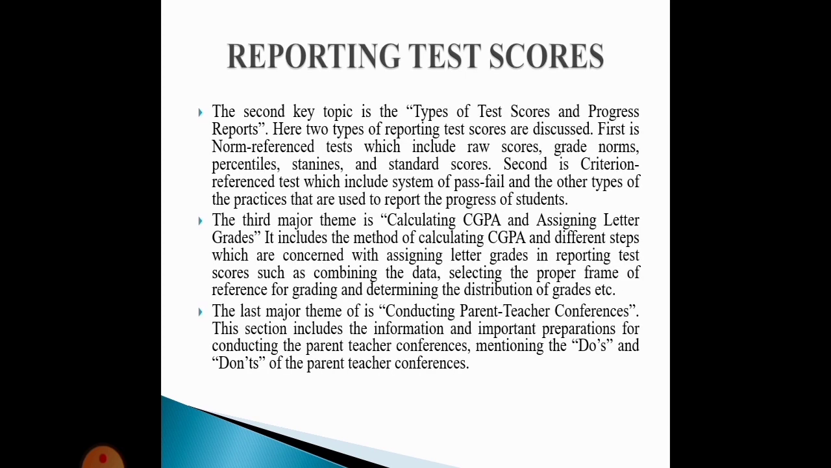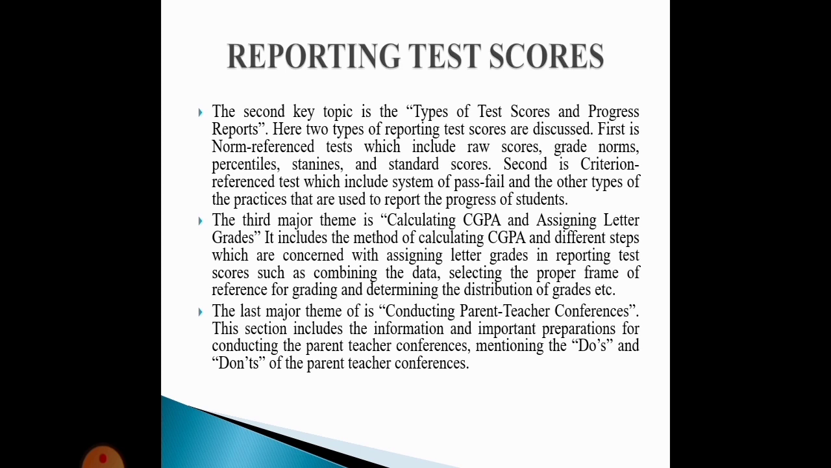The second key topic is the types of test scores and progress reports. Here two types of reporting test scores are discussed. The first is the norm-referenced test, which includes raw scores, grade norms, percentiles, stanines, and standard scores. Second is the criterion-referenced test, which includes the system of pass, fail, and other types of practices that are used to report the progress of the students.